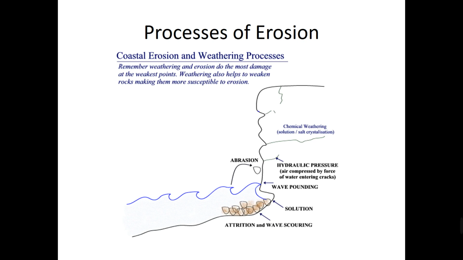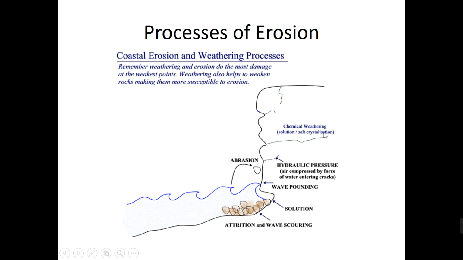The fourth one there is solution, and you'll see that up here under chemical weathering. In terms of solution, the best example is carbonation. If you have a limestone coastline, calcium carbonate mineral can be dissolved, but this also goes for other rock types. So solution occurs where the waves, which might be slightly acidic, are dissolving minerals in the rock, washing the minerals away in solution. The final one there is attrition. In attrition, all of these little pebbles are bashing off each other, wearing each other down, and making each other smaller. So they are the 5 processes.